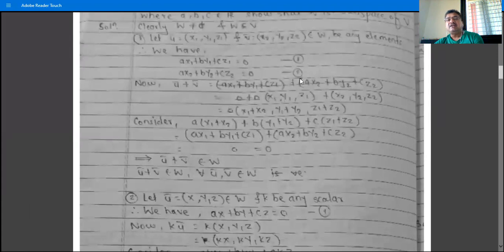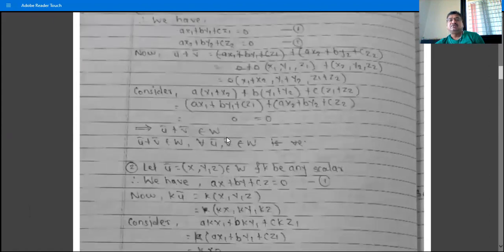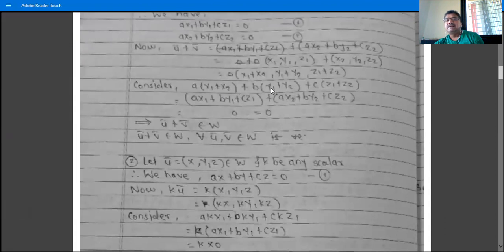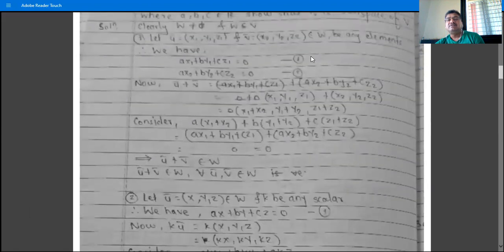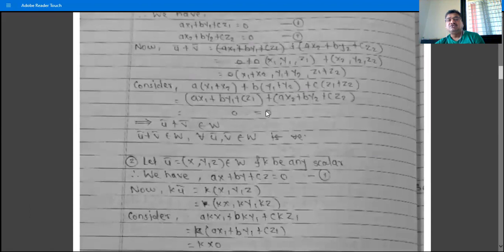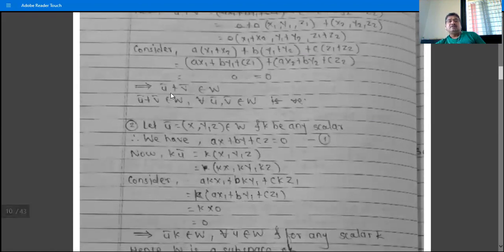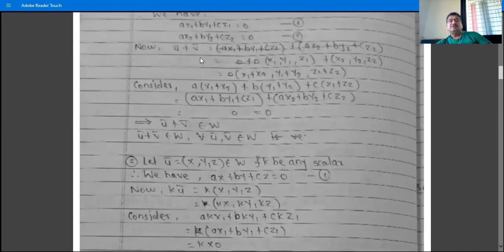Now we have to show this is an element of W. So consider A into x1 plus x2, plus B into y1 plus y2, plus C into z1 plus z2. If this is equal to 0, then we say that x1 plus x2, y1 plus y2, z1 plus z2 belongs to W. Multiplying out, it is Ax1 plus Ax2 and so on. Then collect the terms Ax1 plus By1 plus Cz1 in one bracket, and Ax2 plus By2 plus Cz2 in another bracket. The value of Ax1 plus By1 plus Cz1 is 0 by using equation 1, and the value of Ax2 plus By2 plus Cz2 is 0 again by using equation number 2. So 0 plus 0 is equal to 0, and therefore U bar plus V bar belongs to W, because it satisfies the condition.